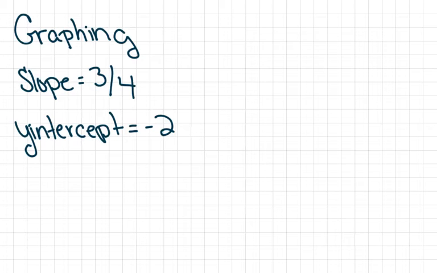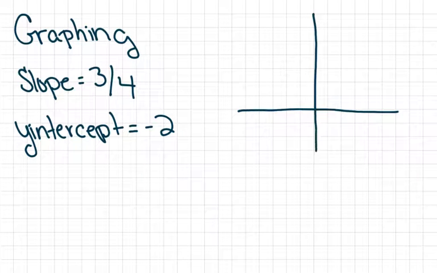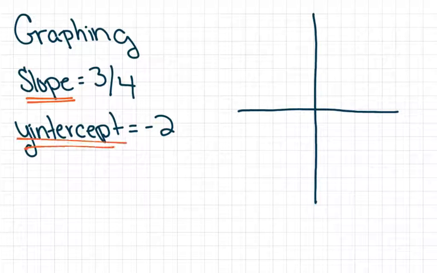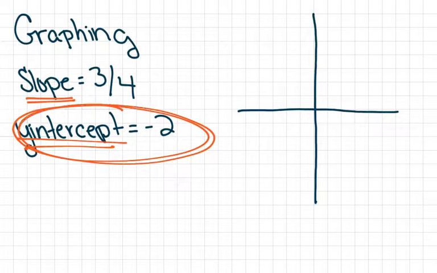All right, so we are graphing these guys. I'm going to go ahead and make myself a little 4-quadrant graph on here. The first thing that we always graph is our y-intercept. So we plot our y-intercept first. On my y-axis, I'm going to go down to -2 and put a dot. Again, my y-intercept goes first, and then I have to apply my slope.